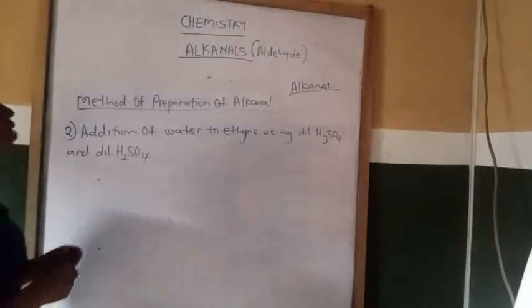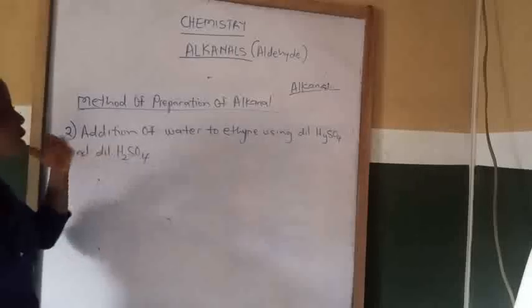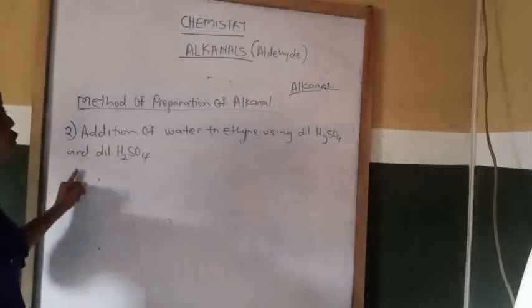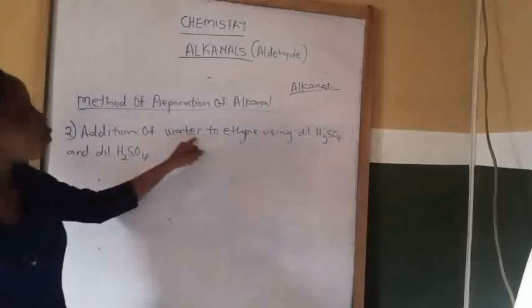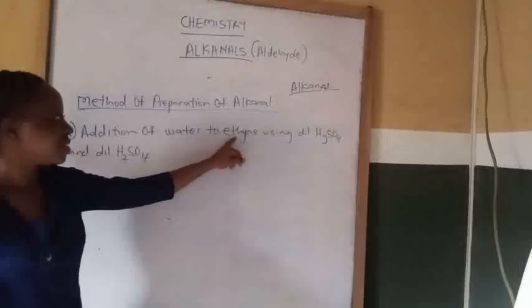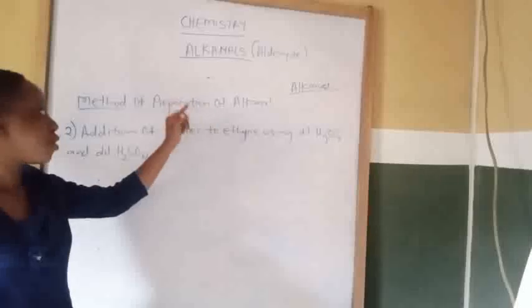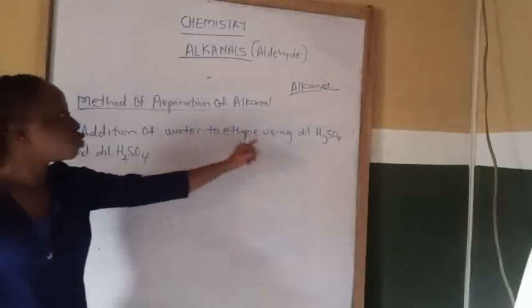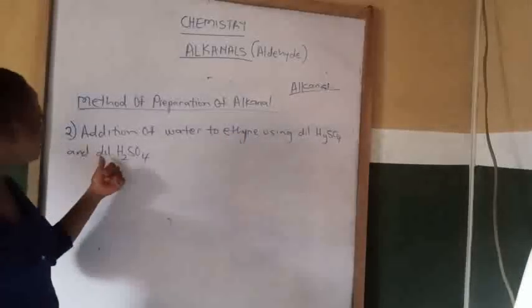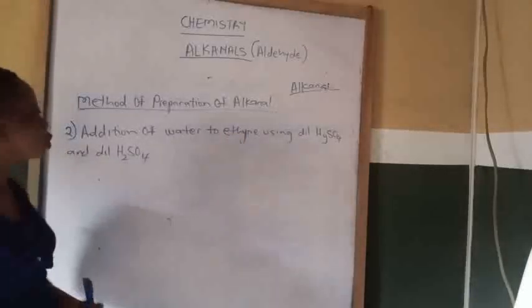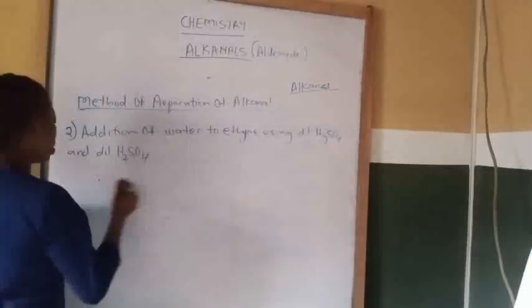We can prepare the second member of alkanal by addition of water to ethyne. By the time you add water to ethyne, you prepare the second member of alkanal, which is ethanal, using dilute H2SO4. So let's see the way we are going to prepare it.